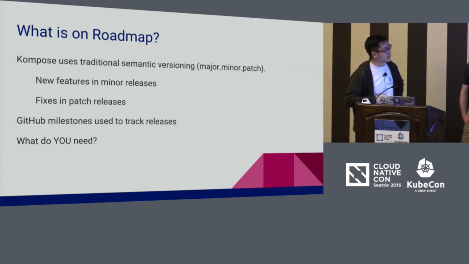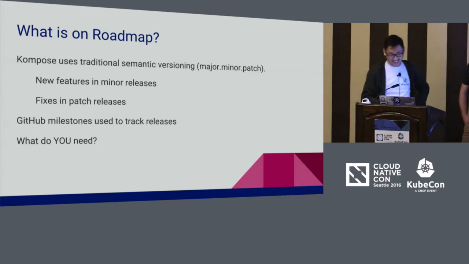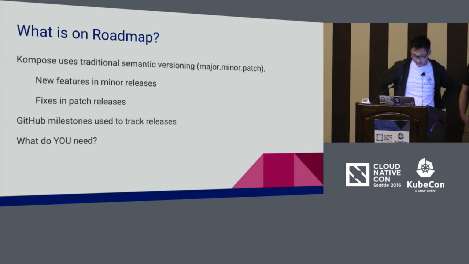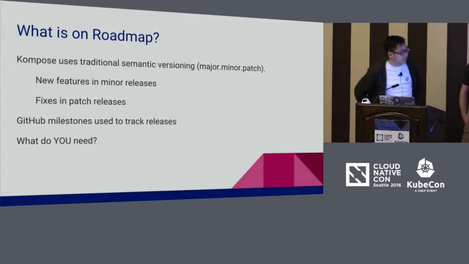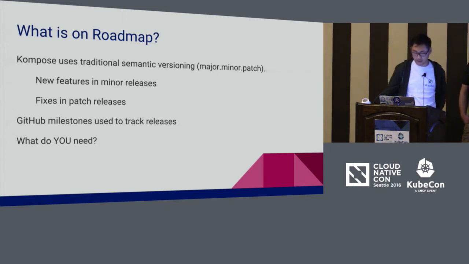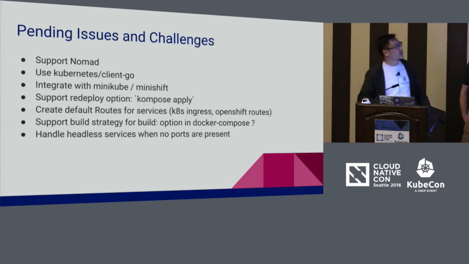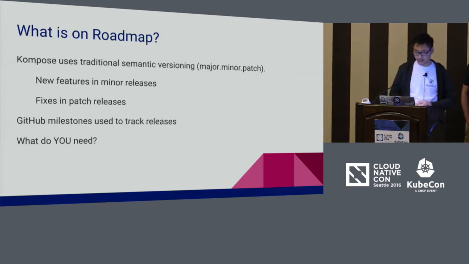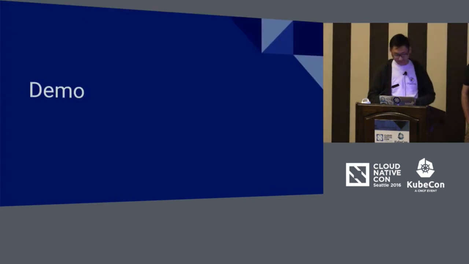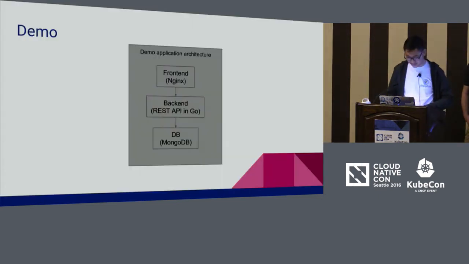We follow traditional versioning. The latest release of Kompose is version 0.1.2. That is in a Kubernetes incubator project repository, and we're looking for contributions from other people. You can visit the website, and there are some interesting issues you might want to contribute to. I will go directly to the demo.